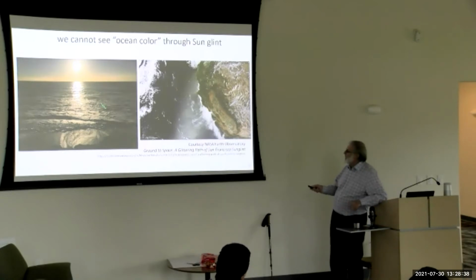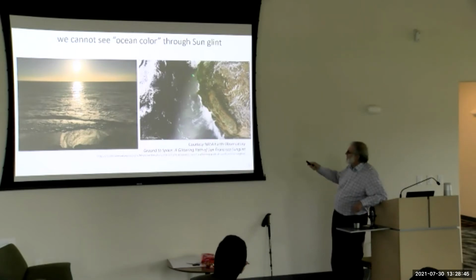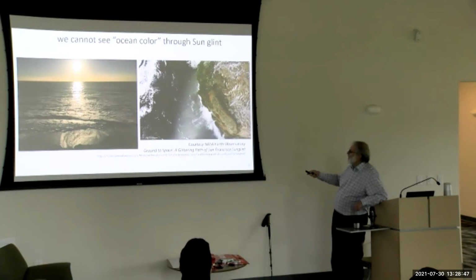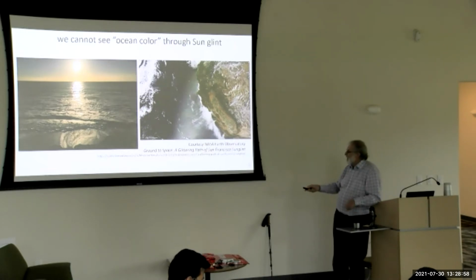Okay, so that's just a couple of pictures. There's glint at the beach, but here's what it looks like in a satellite image. You're obviously seeing something going on here, which is sun glint. The sun's up here, it's reflecting off the surface and coming back to you. And out here, you're seeing dark water because it's not contaminated by glint.